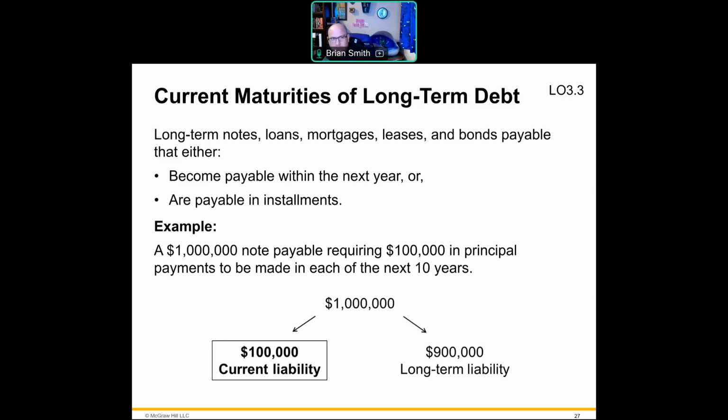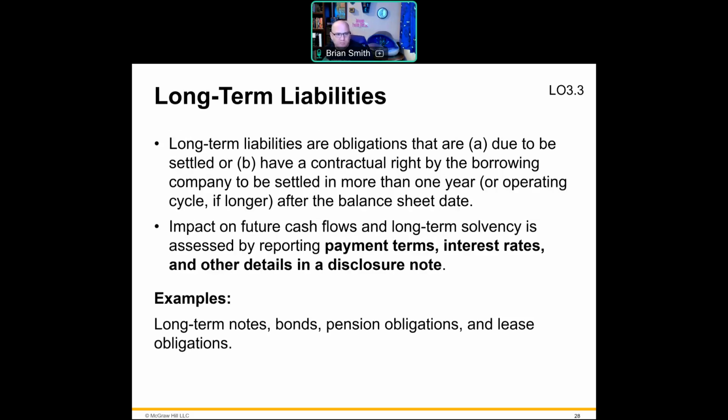So we have the current portion of long-term debt, is what we call it. And this book calls it current maturities. It really doesn't matter what you call it. I sometimes wonder if we just try to come up with clever names because we want to be like lawyers or something. We just want to use cool language. Bottom line is it's the current portion of long-term debt.